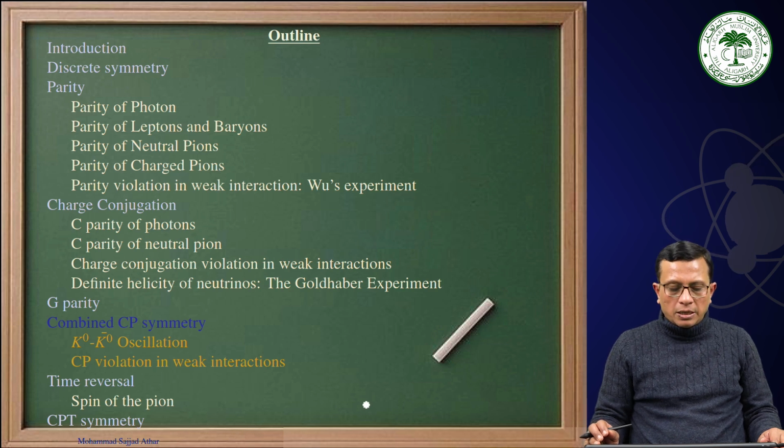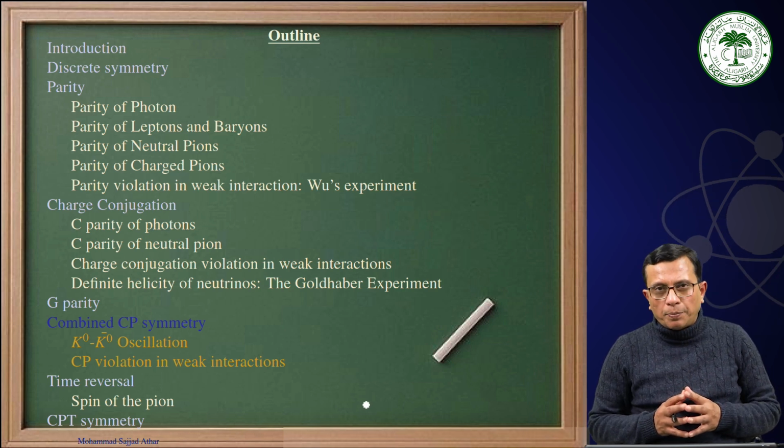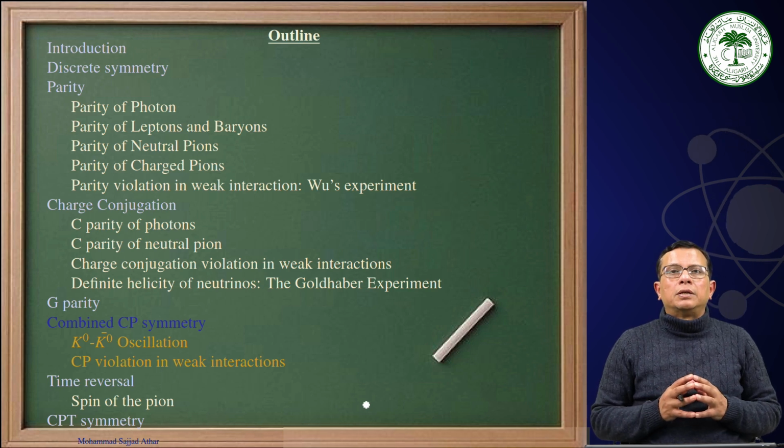Now with this, let us come to the combined CP operation. What we have seen is that we have the charge conjugation operation, we have the parity operation. What happens when we take both of them together?